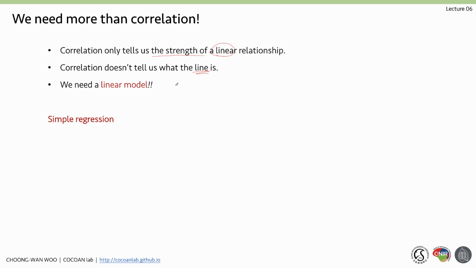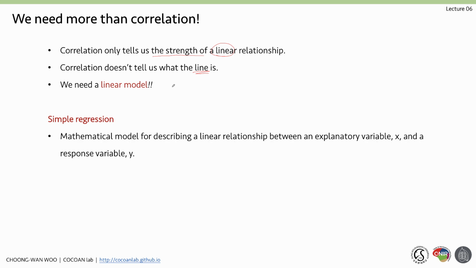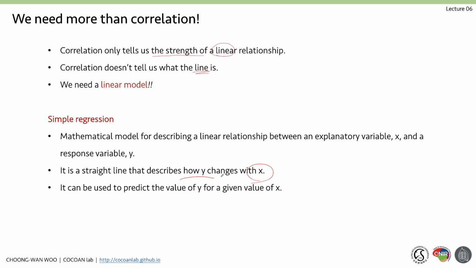So today we are going to learn about simple regression. That's a mathematical model for describing a linear relationship between an explanatory variable x and a response variable y. It is a straight line that describes how y changes with x, and it can be used to predict the value of y for a given value of x, predicting y based on x.